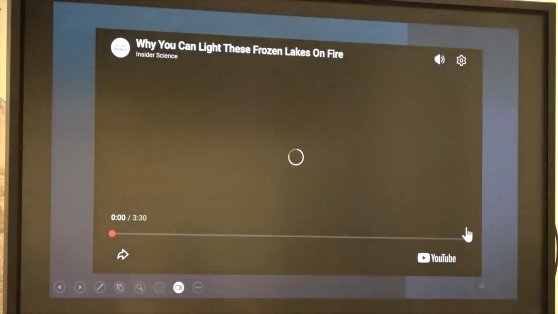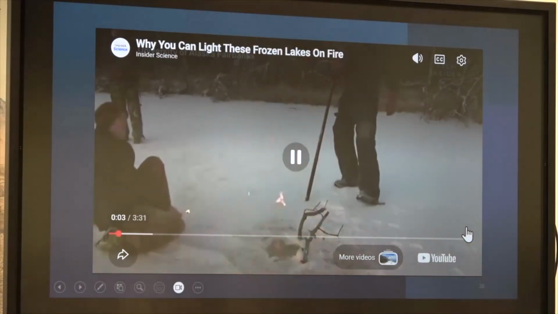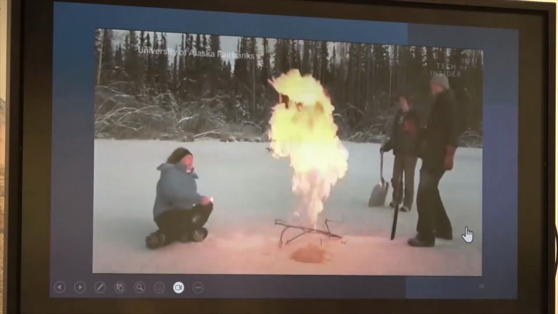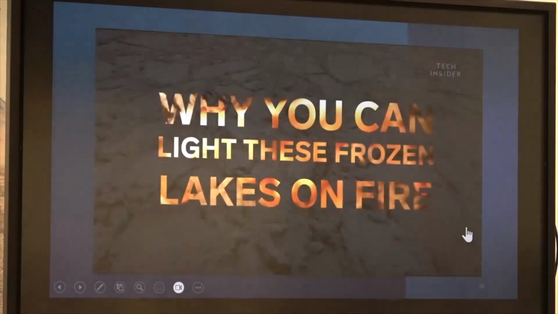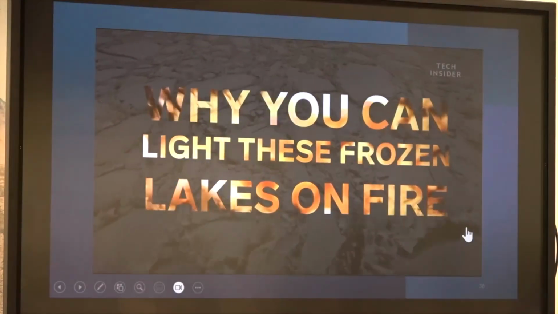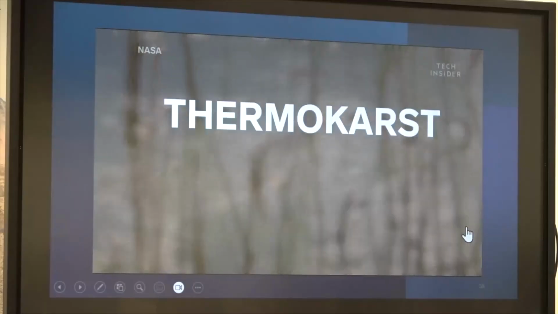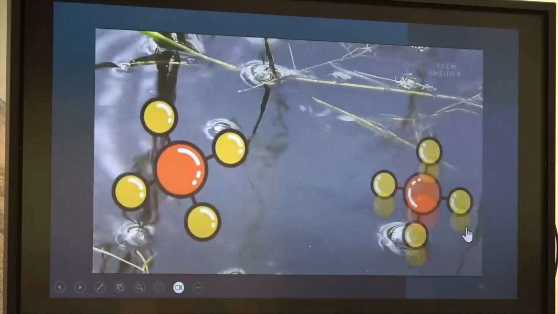Okay. Stab this frozen lake in the right place, and you can light it on fire. But it's not the water that's flammable, it's actually what's bubbling up from the lake floor. These aren't your average lakes. They're called thermokarst lakes, and they're filled with highly flammable methane gas.